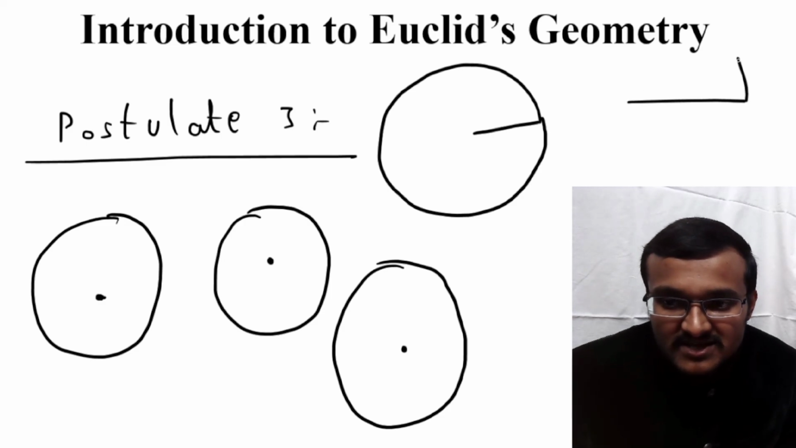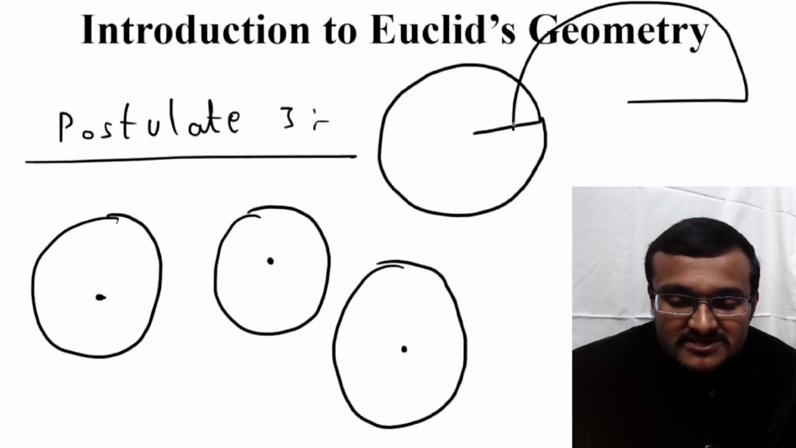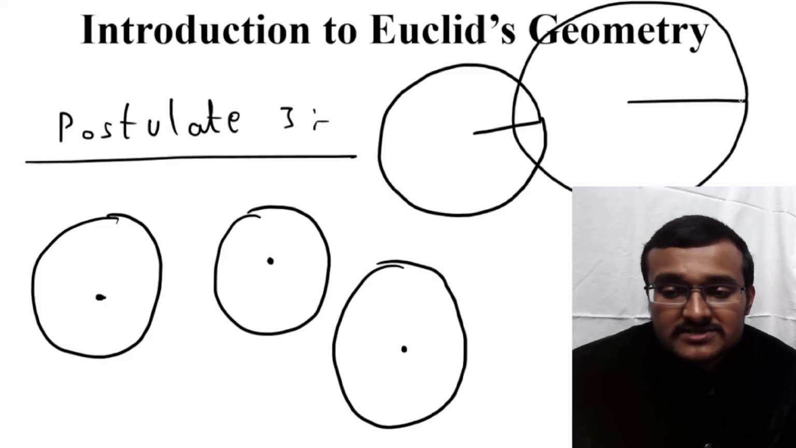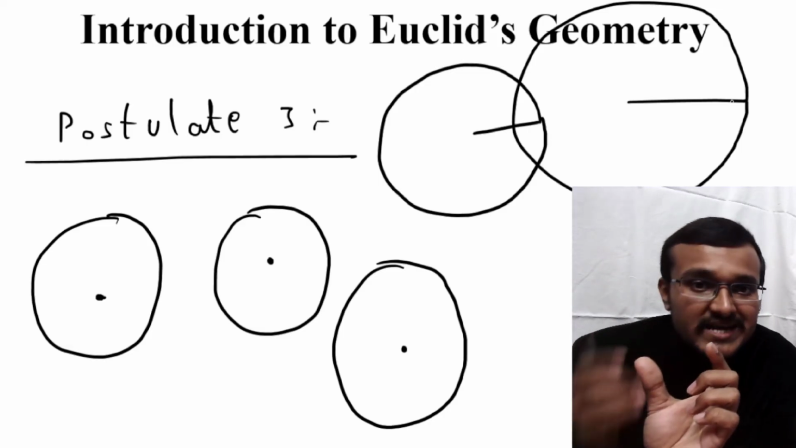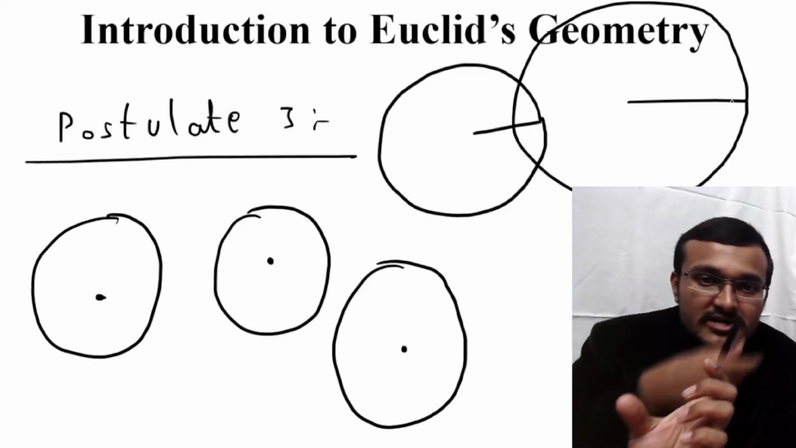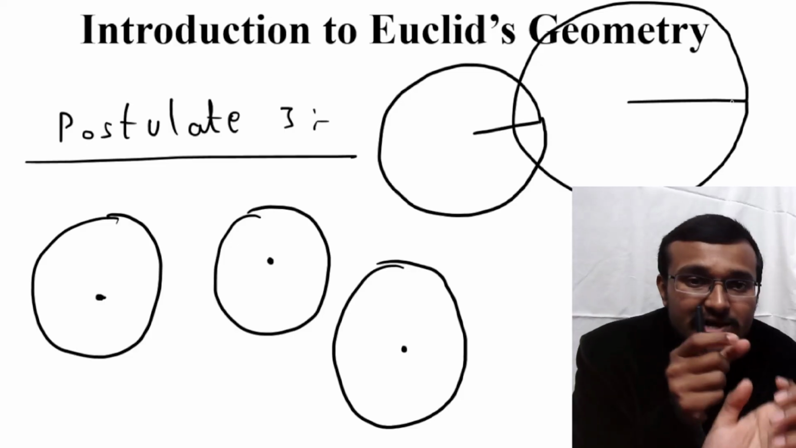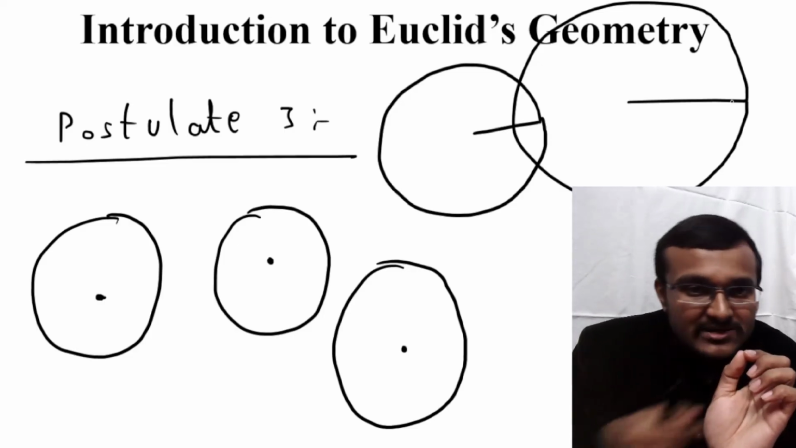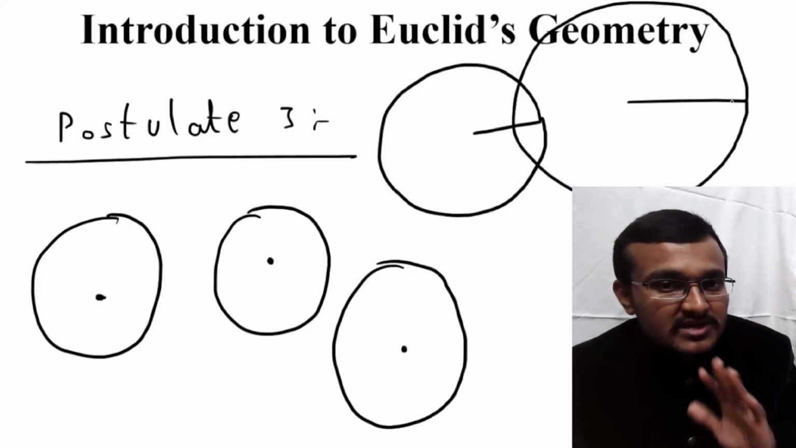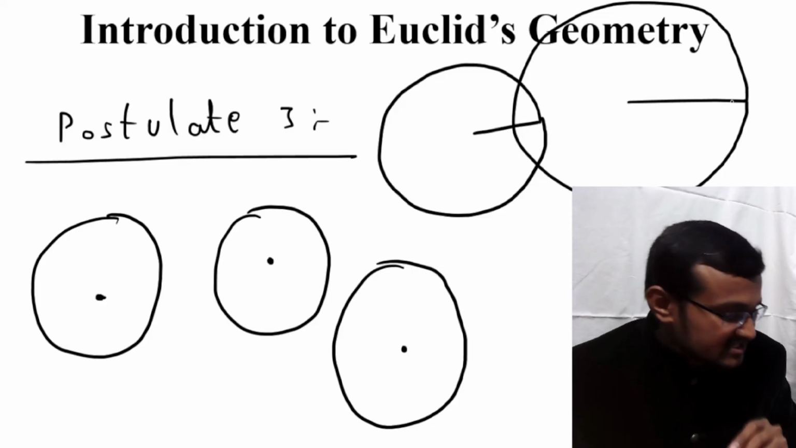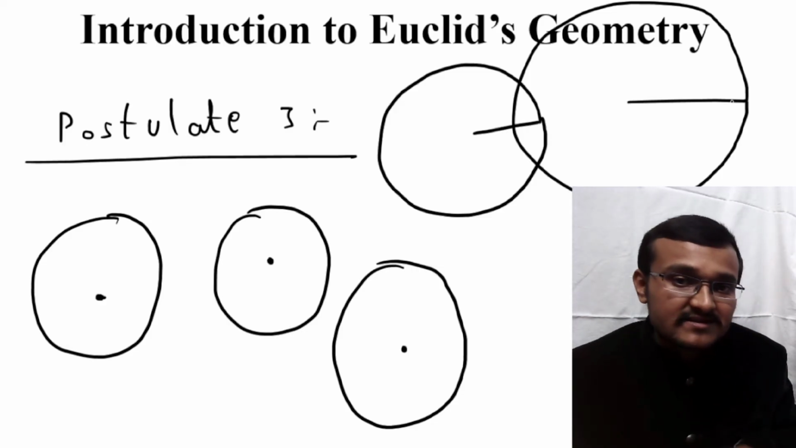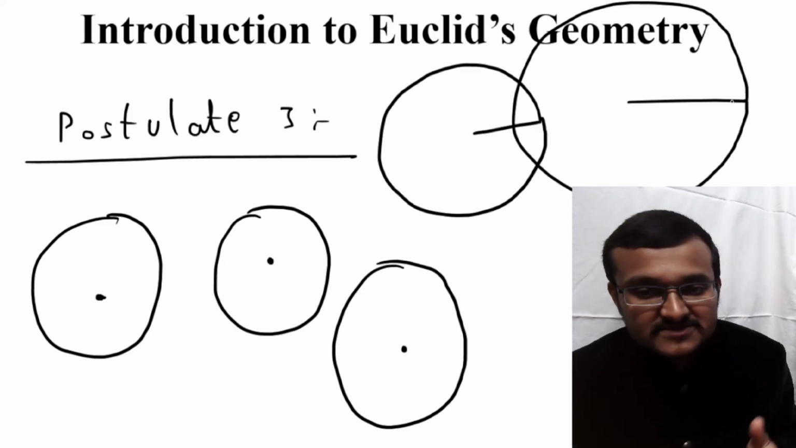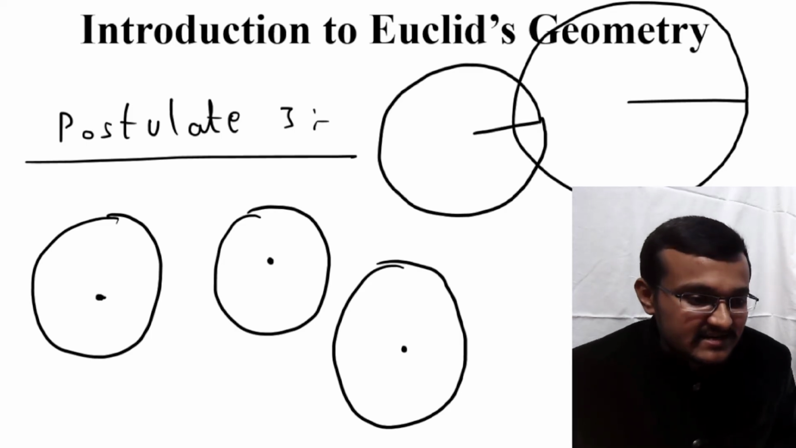If I give one more radius like this or one more straight line like this, you can consider this straight line as the radius of a circle, and you can even draw a circle around that particular straight line. So any straight line you can use as the radius of a circle, and any point you can use as the center and draw a circle for that particular center point. So that's why a circle can be drawn for any center and any radius. Radius means basically a straight line.